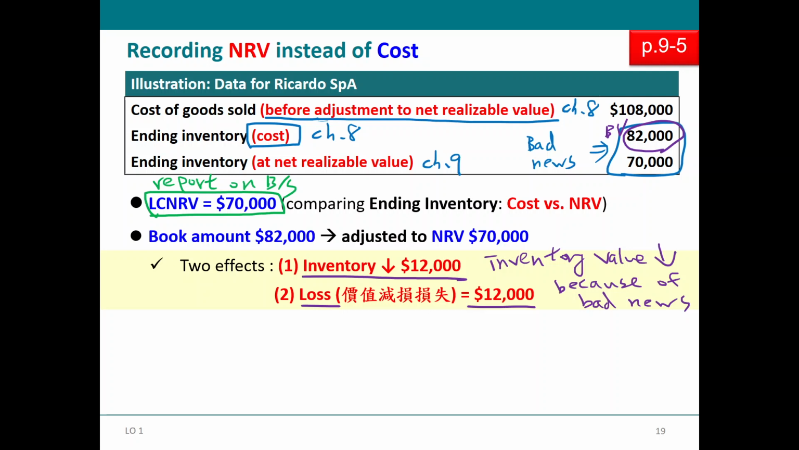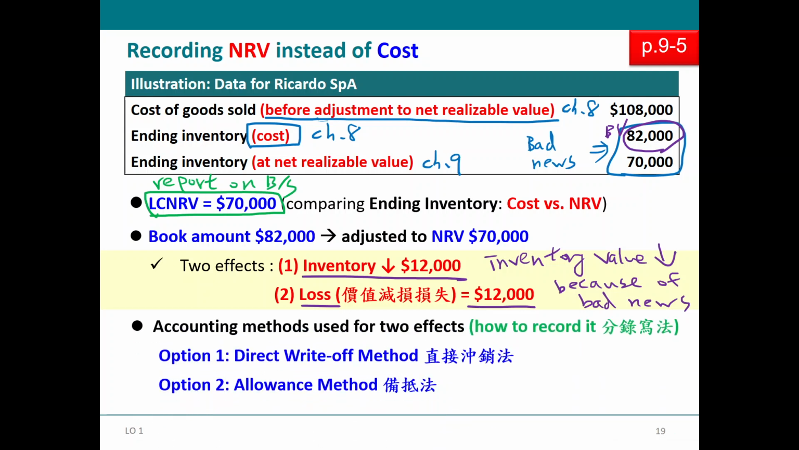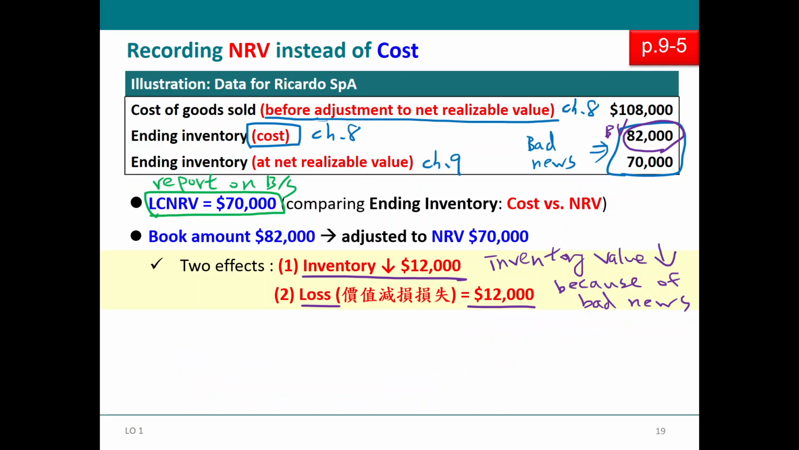Then how to record these two effects? We have two methods, but we don't have time today, so I won't test you on the journal entry. It's okay, we skipped the journal entry. In the meantime, I'll show you. So we have two methods to record these two effects, but we don't have time, so you just understand the concept.